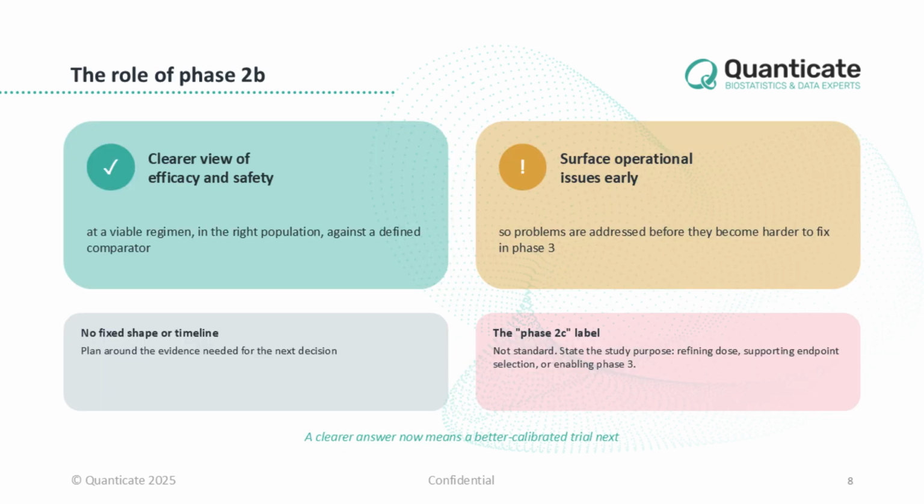There is no fixed shape or timeline for phase 2b. Duration depends on the indication, endpoint, follow-up period, and recruitment feasibility. Really, the study should be planned around the evidence needed for the next decision.